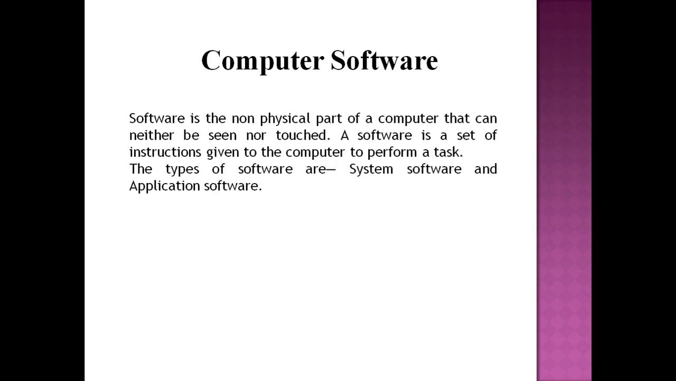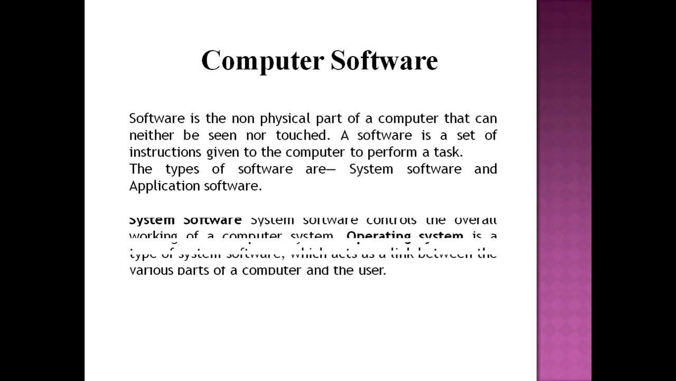The types of software are system software and application software. So we can divide the computer software into two categories, that is system software and application software. Coming to the first type, that is system software. What do you mean by system software? System software controls the overall working of a computer system. Operating system is a type of system software which acts as a link between various parts of a computer and the user. So what does the operating system do? It basically acts as a link between the computer and the user. It makes a computer run, hence it is the most essential part of a computer.